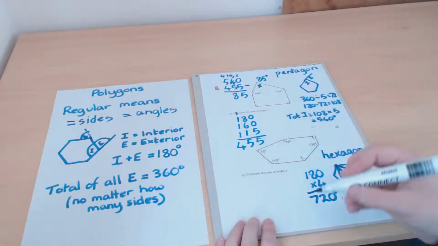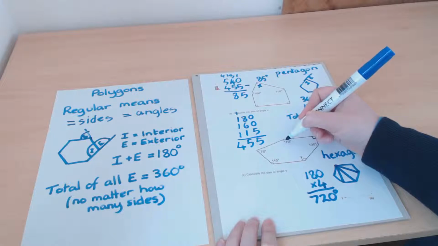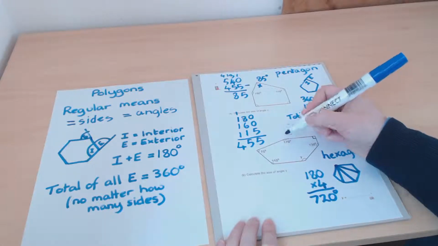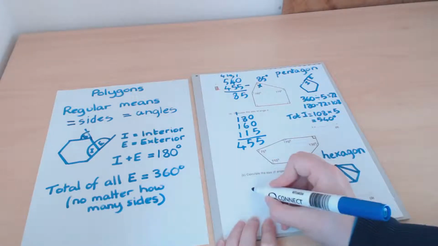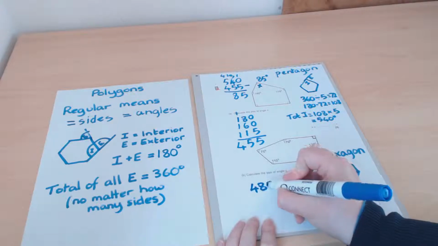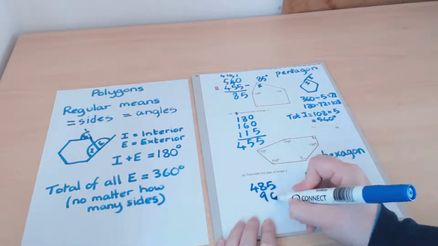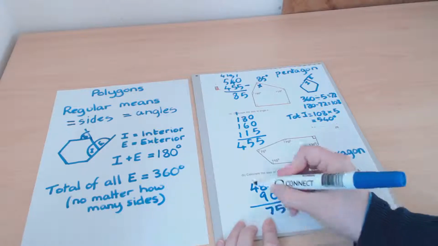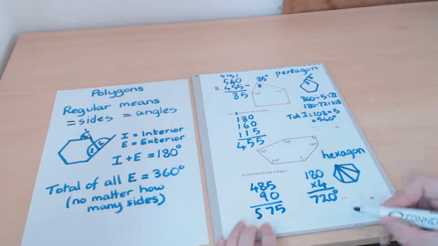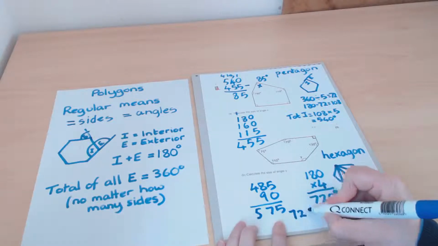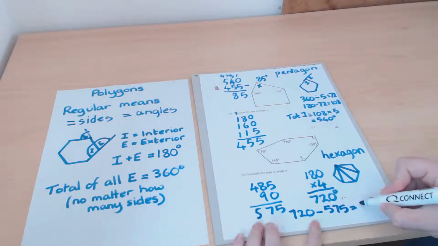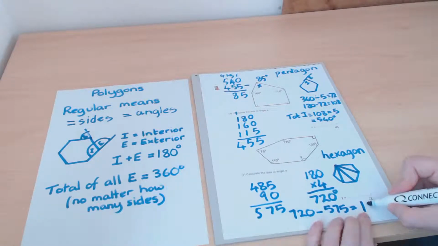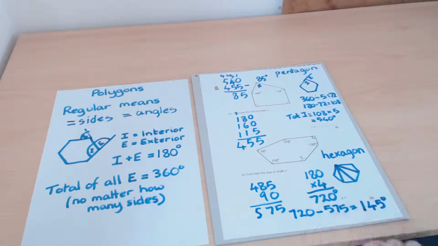So we're going to add up these angles. So we've got 130 and 170. That makes 300. 410, 485. Oh, sorry, I missed one, didn't I? There's the right angle up there, so we need to add another 90 on. So altogether, we've got 575. So we need to do 720, take away the 575, and that's going to give us 145 degrees. So that's how we do polygon questions.